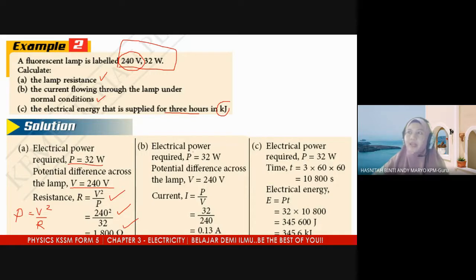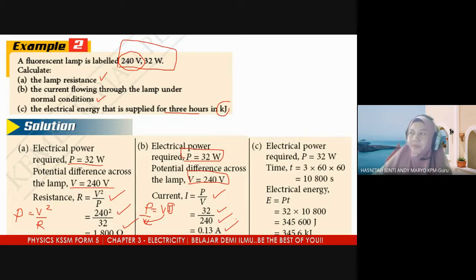Then find the current flow. This is the information you are given. This is the potential difference. They are related through this equation, P equal VI. So we can find this I by bringing V to the other side. So P divide V, as shown here. P is 32, the voltage 240, so the current is 0.13 ampere.